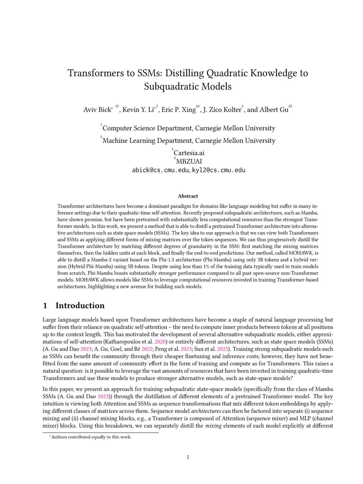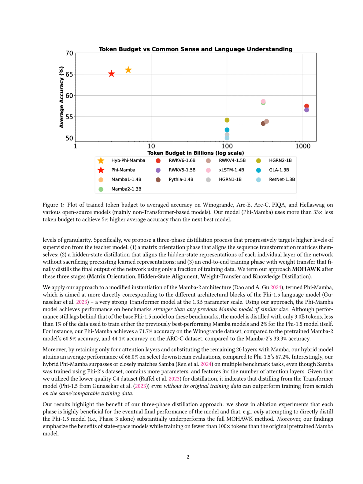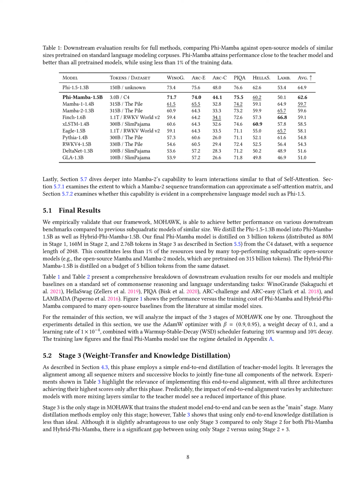The MOHAWK method offers several theoretical and practical advantages over traditional training methods for transformers and subquadratic models. Firstly, it employs a three-phase distillation process that includes matrix orientation, hidden state alignment, and weight transfer, which allows for a more structured and efficient transfer of knowledge from a pre-trained transformer to a subquadratic model like Mamba-2. This structured approach enables the Phi-Mamba model to achieve superior performance on benchmarks with significantly less training data, only 3 billion tokens compared to the 315 billion tokens used for other models, demonstrating its efficiency in resource utilization.